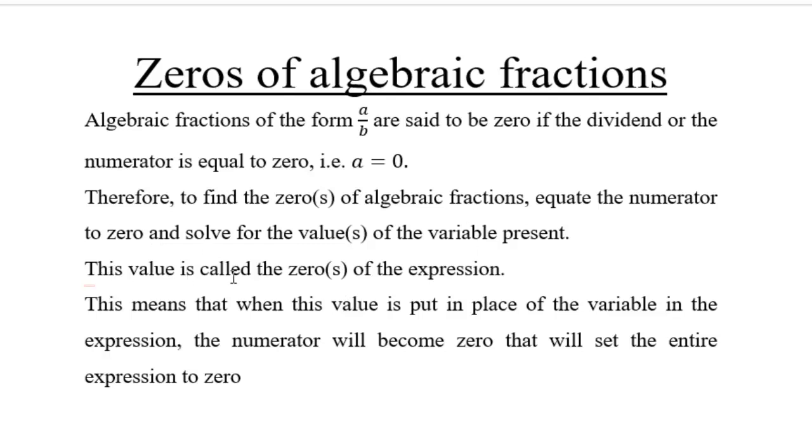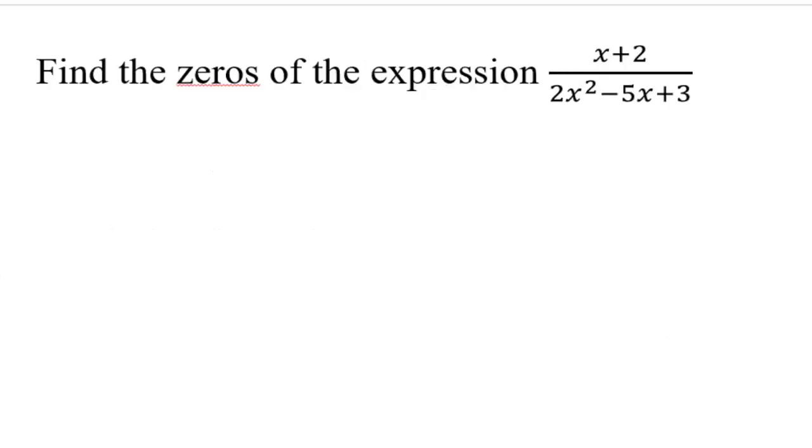Now, whatever value you get is called the zeros of the expression. This means that when you substitute the value for this variable into the expression, the numerator will become 0, and that will set the entire expression to 0. Okay, so let's look at a problem over here.